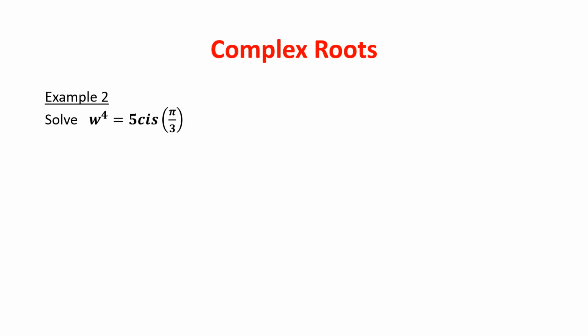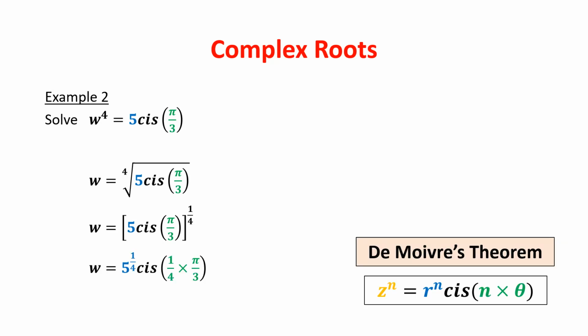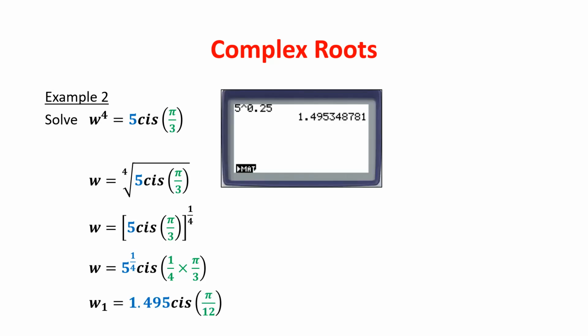All right, let's do it all again. This time we're in radians. So w to the power of 4 is equal to 5 cis pi over 3. So let's take the fourth root of everything. That gets rid of the power of 4, and that is the same as the power of 1/4. Now let's use De Moivre's theorem and go 5 to the power of a quarter and a quarter times the argument, and that gives us 1.495 for the new modulus, rounded to 4 significant figures, and pi over 12 is the new argument.